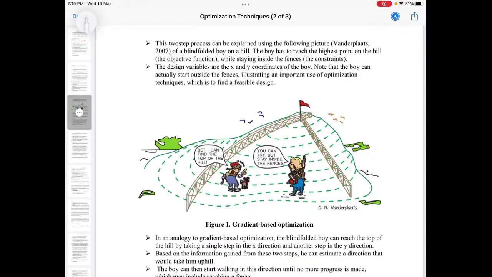Okay, so actually, here the objective is that the boy has to reach the highest point on the hill, which is the objective function, while staying inside the fences. So the boy has to stay inside the fence. These are the fences shown in the diagram, and the boy has to stay inside the fences, and the fences can be called the constraints. The design variables are the x and y coordinates of the boy. So here, what are the design variables?